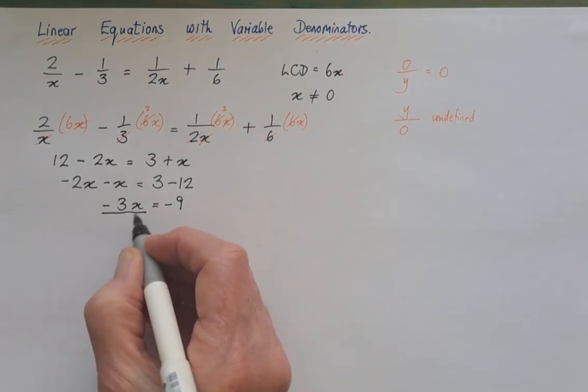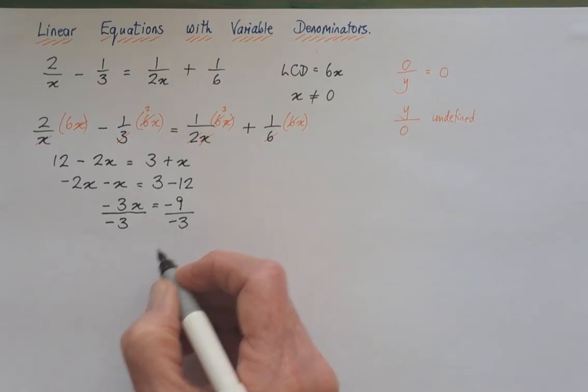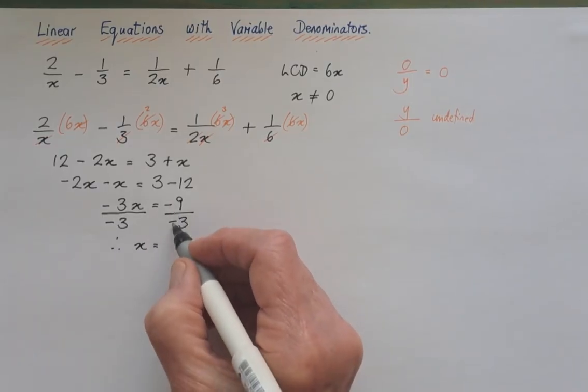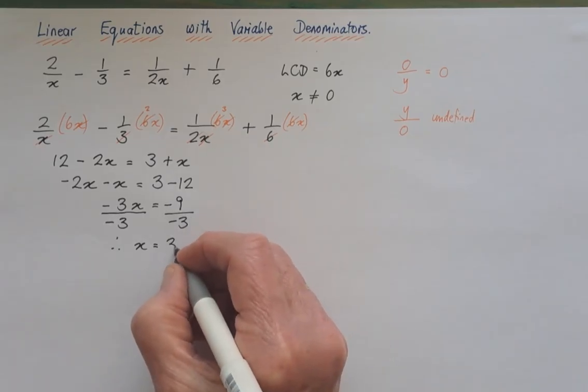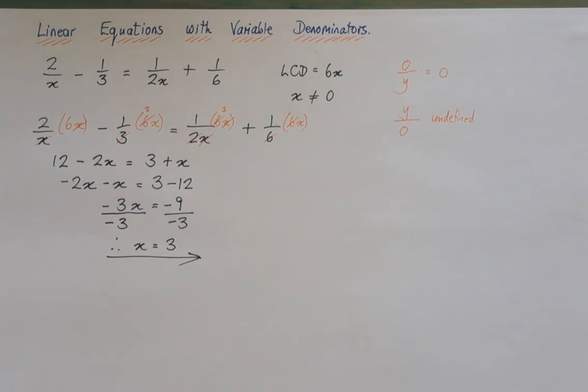So I need to divide by whatever the coefficient is, do the same to the other side, and therefore I'll be left with x is equal to negative divided by negative is positive, 9 divided by 3 is 3. And there's my final answer. Right, let's have a look at another example.